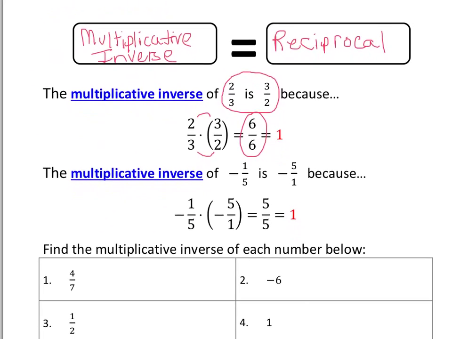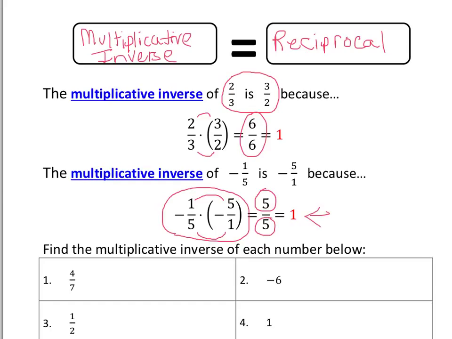Okay, let's look at another example. Here we have negative 1/5. The multiplicative inverse or reciprocal of negative 1/5 will be negative 5/1. We simply flip the numerator and the denominator. When we flip them, multiplying the numerators, we get negative 1 times negative 5, or 5. Multiplying the denominators, we get 5 times 1, or 5, and 5 divided by 5 is 1.